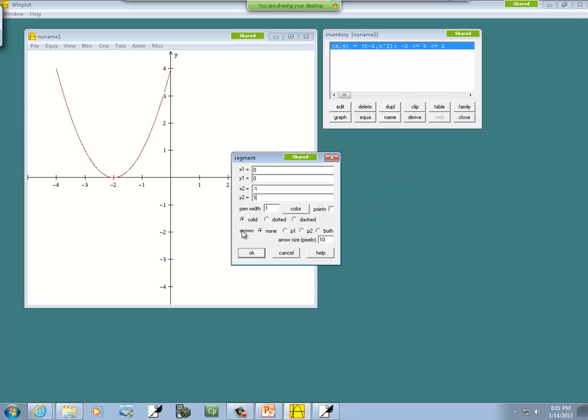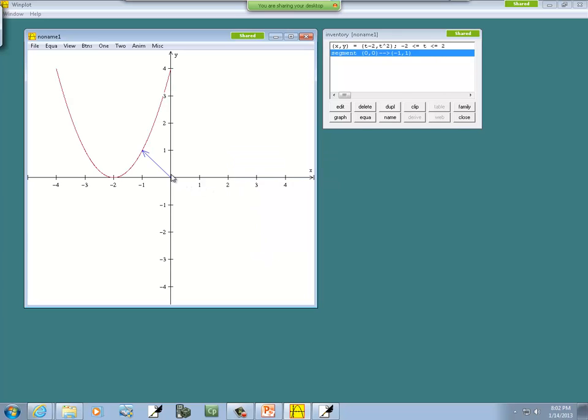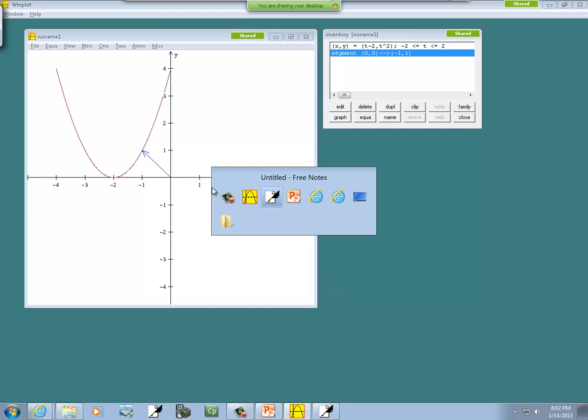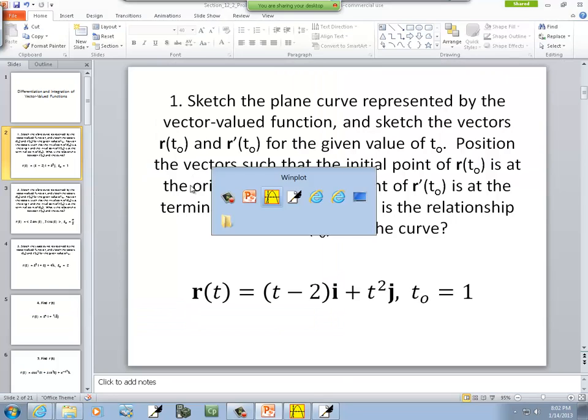Now down here in the arrows, I'll click the little radio button next to the P2, and the arrow size I'm going to change to 14, make it a little bit bigger, and then click OK. And you see it's going out from the origin to there. Now from where that one left off, we want to draw another vector.